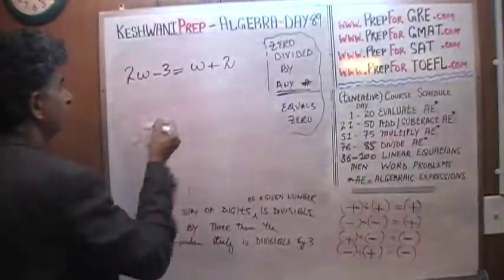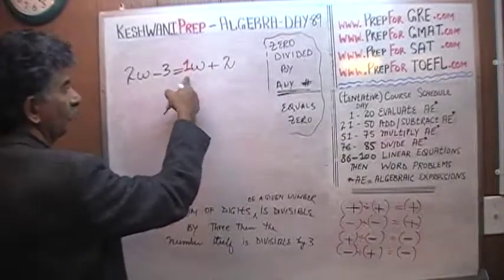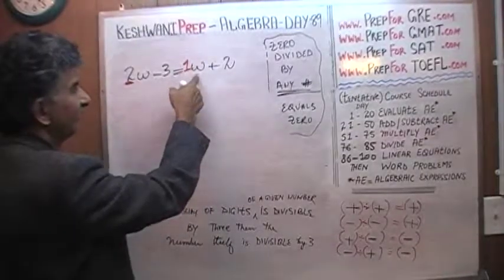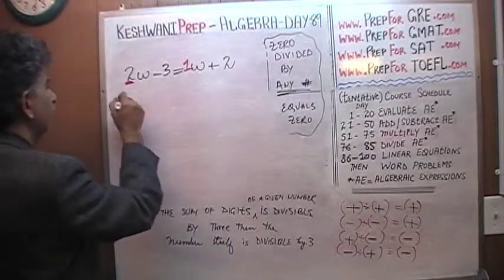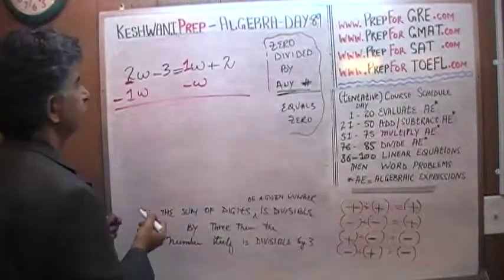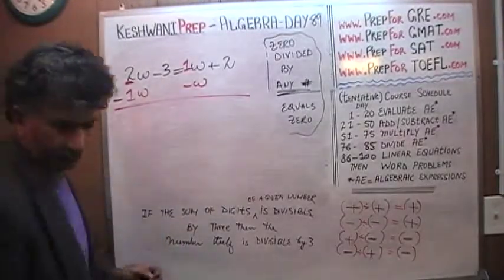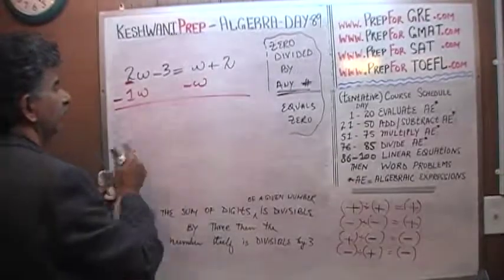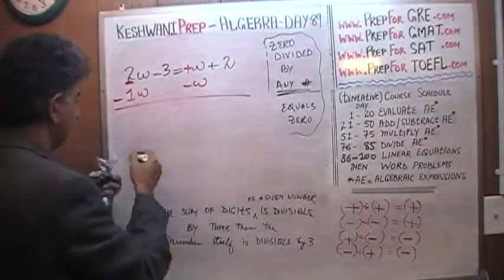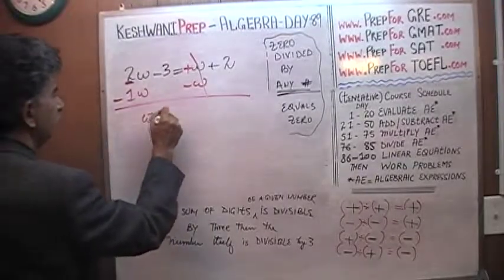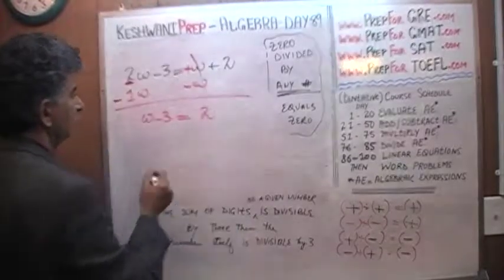Since this guy has a smaller coefficient, 1 versus 2, let's manipulate this guy. Let's subtract this from both sides. So subtract w from here and a w from there. Positive w and a negative w cancel out. And then 2w minus a w is w minus 3 equals 2.